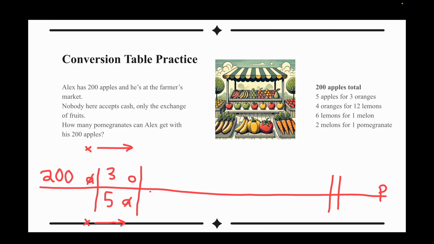We're going to keep doing that for the rest of the units too. 4 oranges for 12 lemons, 6 lemons for 1 melon, and 2 melons for 1 pomegranate.